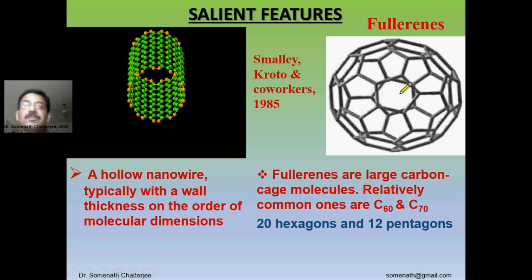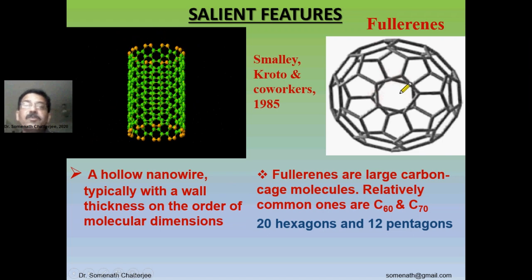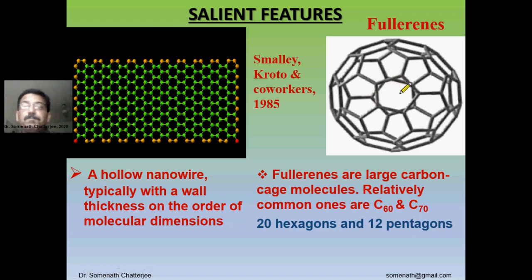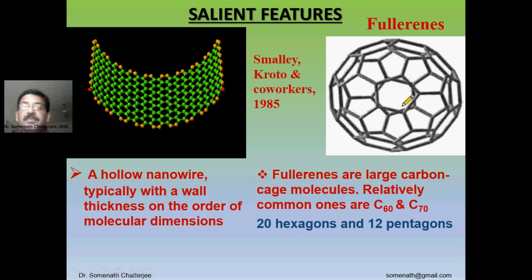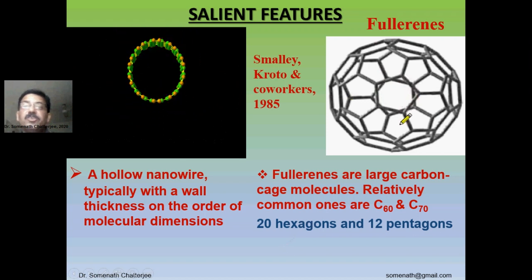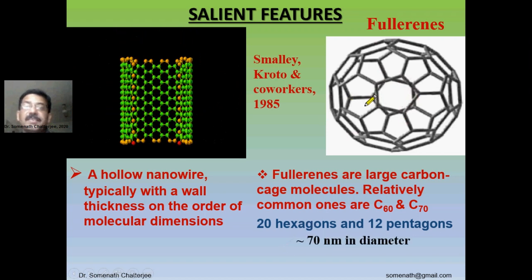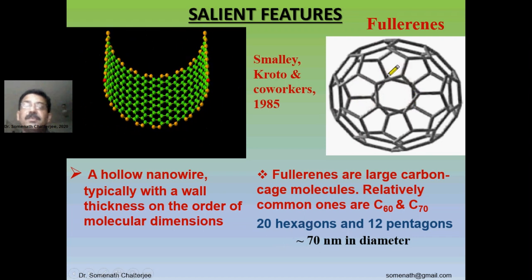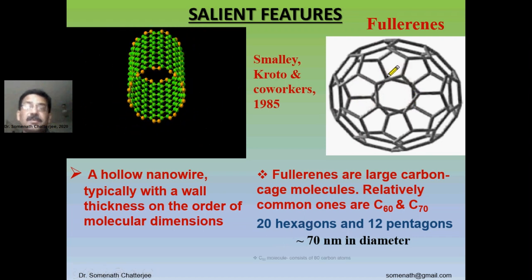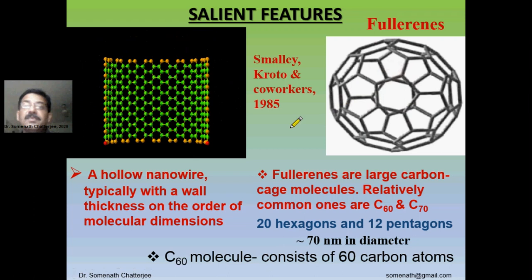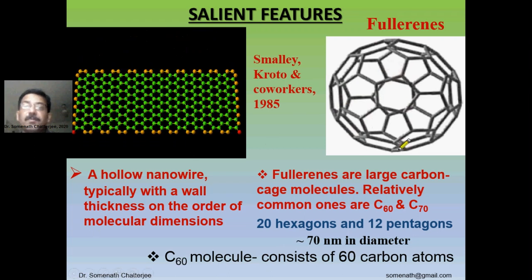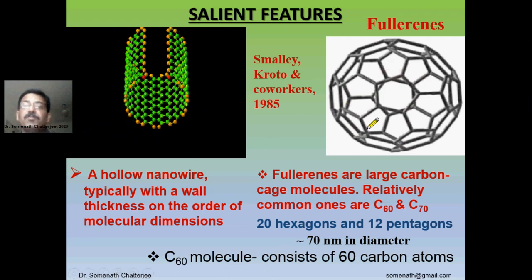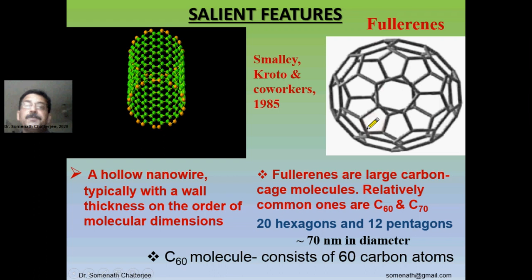It is called the buckyball structure, and Smalley and Kroto got the Nobel Prize for the same. Here 20 hexagons and 12 pentagons, that is the geometrical structure, are basically assembled. And the diameter of this buckyball structure is about 70 nanometers. It is an isotope, where 60 carbon atoms are assembled together to make the fullerene structure.